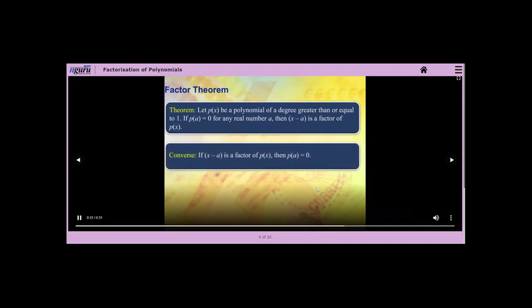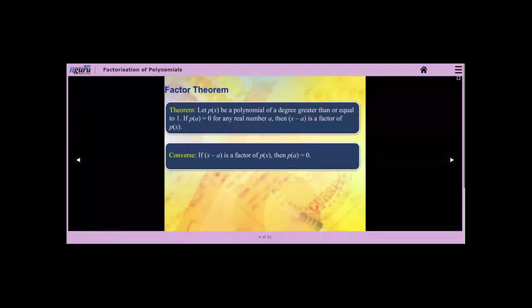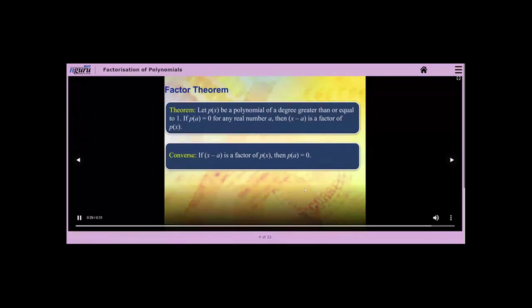The converse of the factor theorem states that if x minus a is a factor of p of x, then p of a is equal to 0. What is that theorem? If x minus a is a factor of p of x, then p of a is 0. What theorem is that? That is the remainder theorem, right? Yes, ma'am. Remainder is p of a.